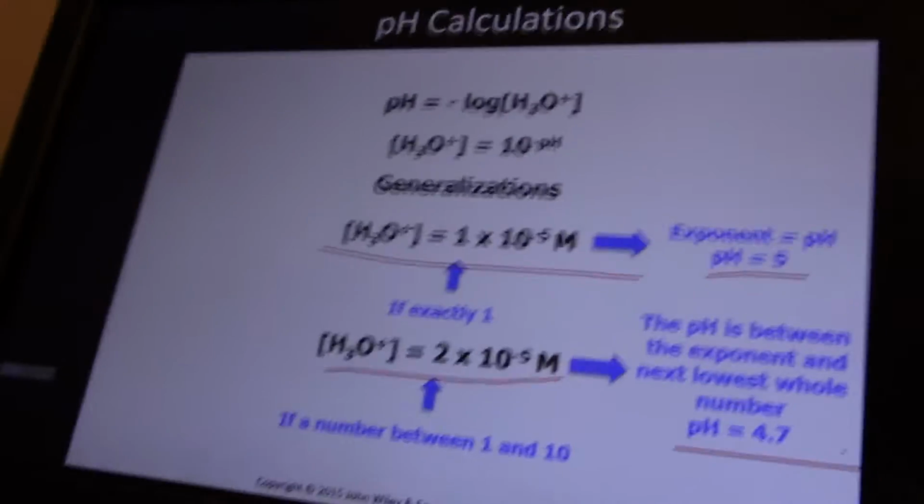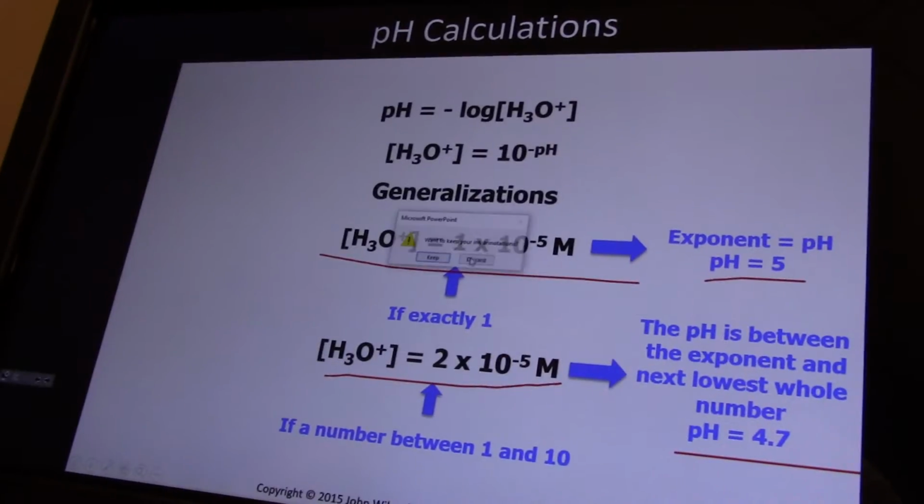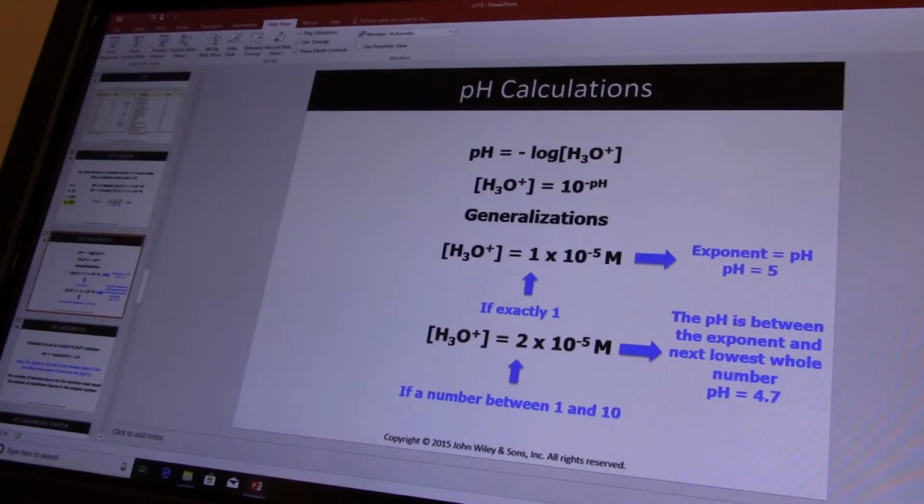How negative do you go? There's no limit. Some of the most acidic things touch your skin and it burns instantly. Just eat it. Maybe. Let's find out. Oh man, I don't want to tell you, it's nasty.